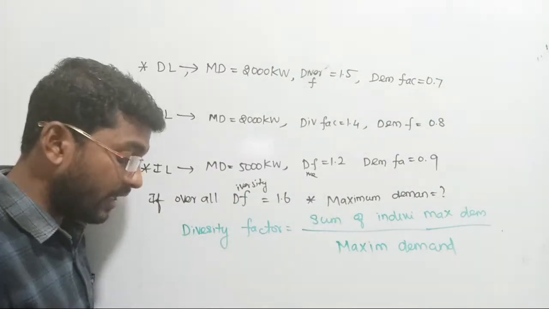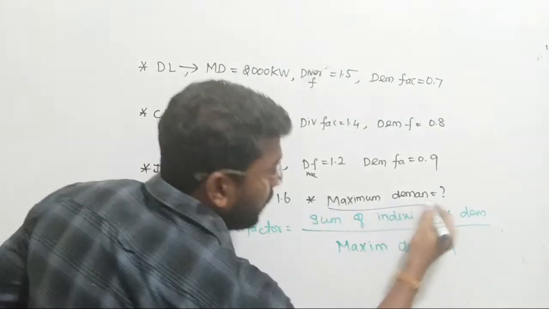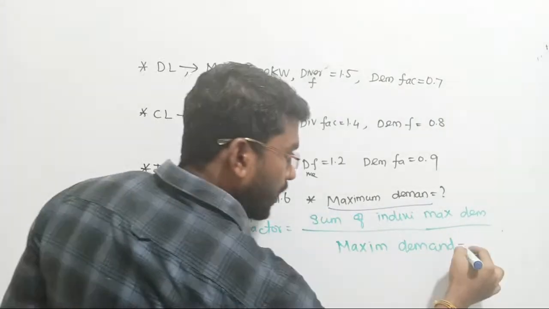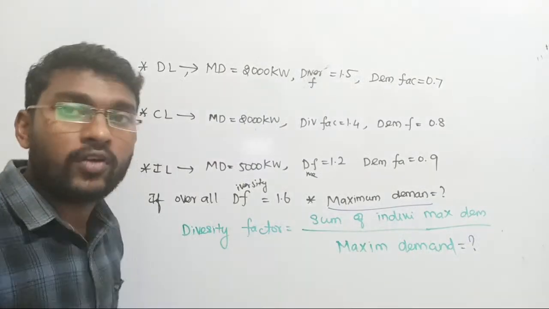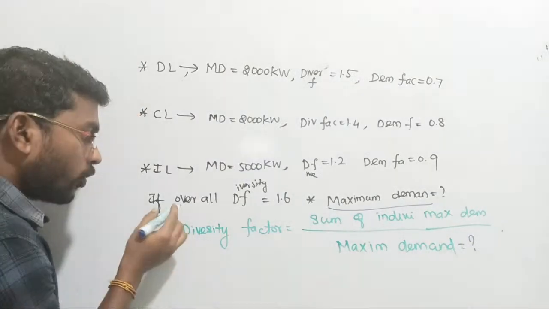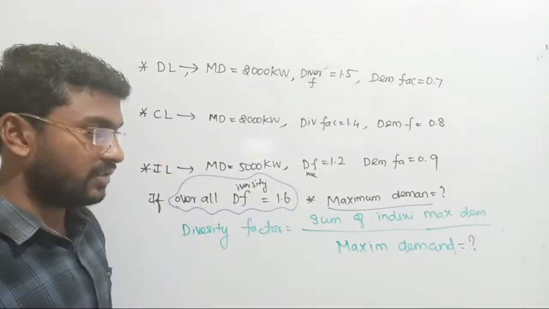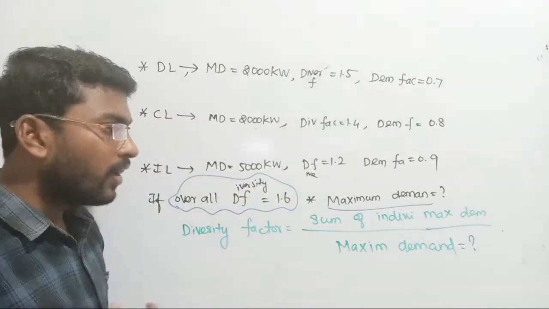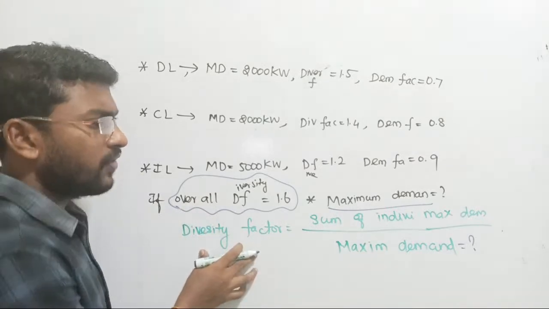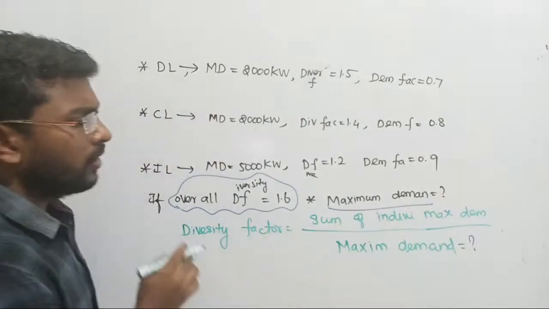Now, what is our target? The question is: what is the maximum demand? Now, in the formula, because the question is clear, this is the only path in mind. You can say diversity factor is the answer. Right? So I was thinking like that. Diversity factor formula: sum of individual maximum demand.